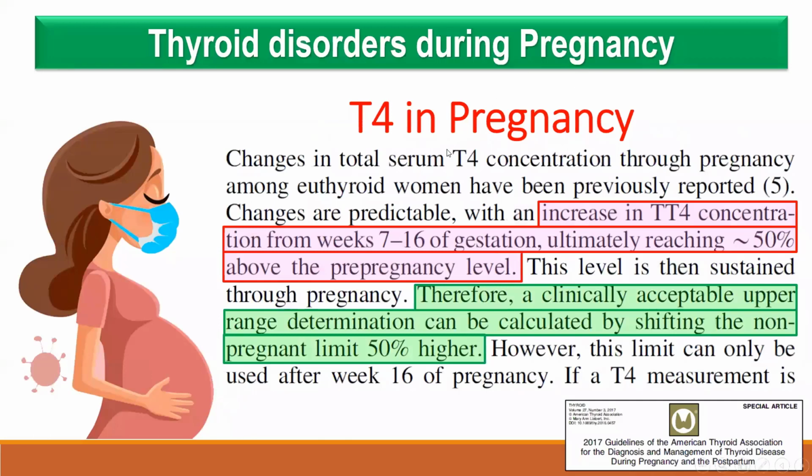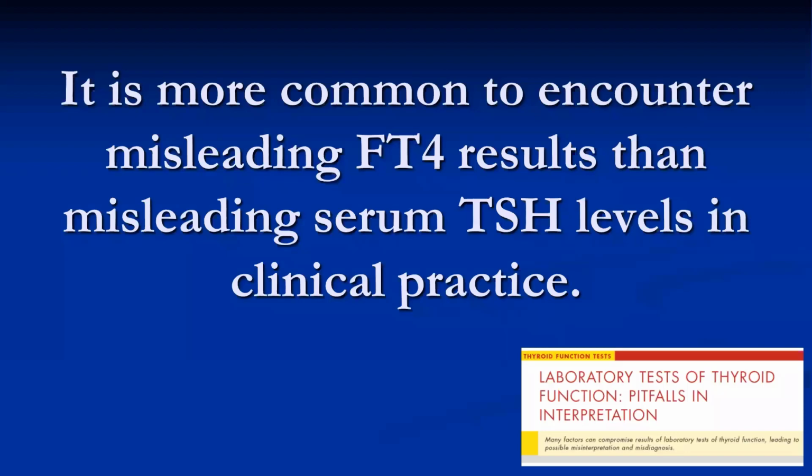And actually total T4 will increase according to the trimester and gestational age, from week 7 to 16. From week 7, the reference range is increased by 5% for each week, and at week 16, the reference range will be 50% higher than in a non-pregnant female. And this is very important, from this paper: it is more common to encounter a misleading FT4 result than a misleading serum TSH level in clinical practice.